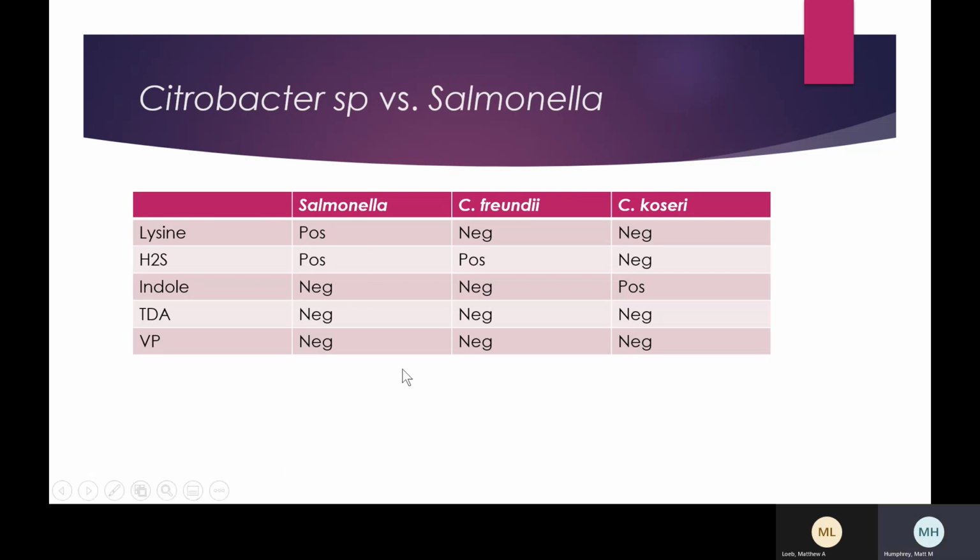These are the three bugs that we've talked about so far. Citrobacter koseri, I'm sorry, I forgot to mention this, is not an H2S producer. It's just freundii that is, but if you're going to compare H2S producers, this is what I will look at here. The koseri is not. Correct. It is not an H2S producer.